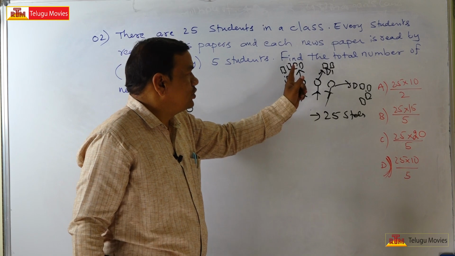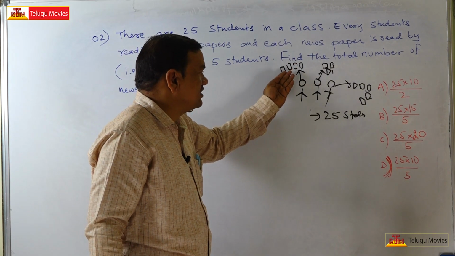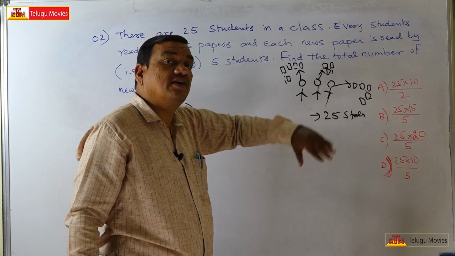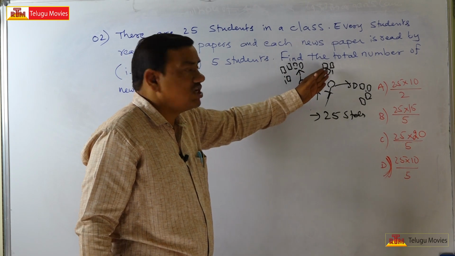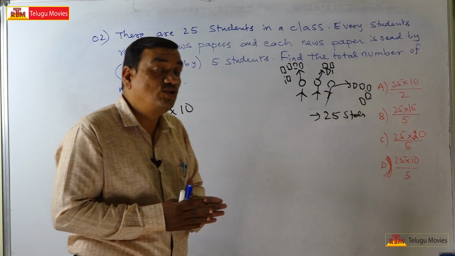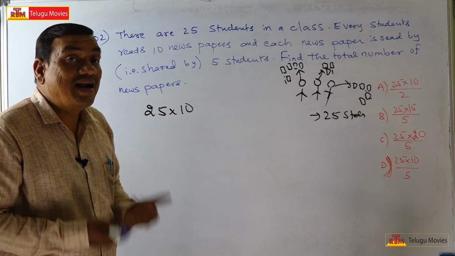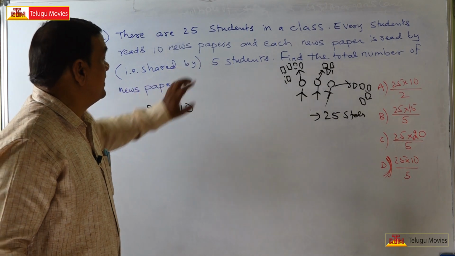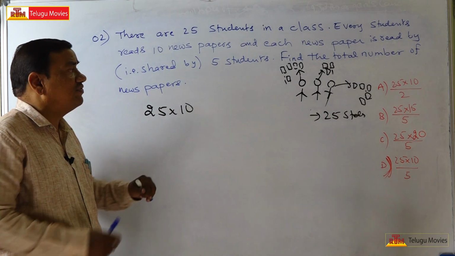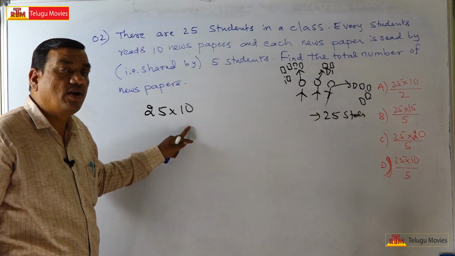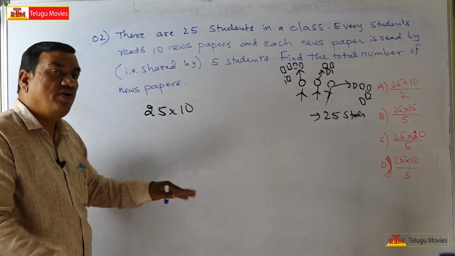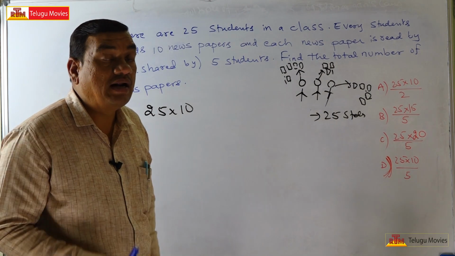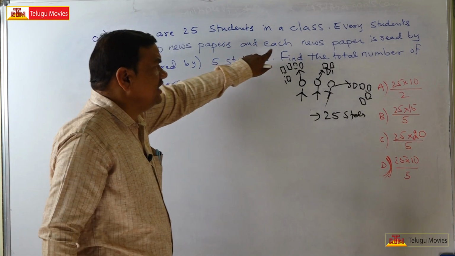For example, Eenadu, Andhra Jyoti. Here also they read The Hindu, Deccan Chronicle. This is also The Hindu, Deccan Chronicle. There are some newspapers which were read by both the students. Actually, without any condition, the total number of newspapers is 25 into 10, 250. The problem is over. But see here.